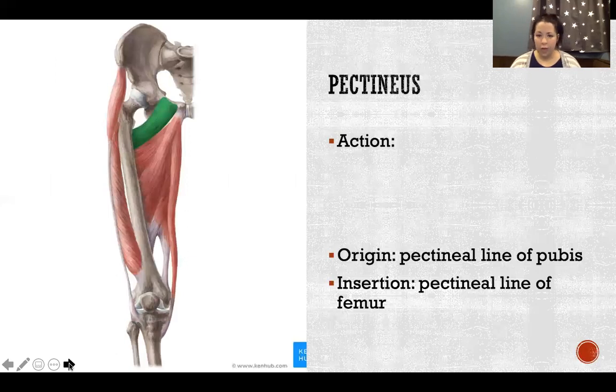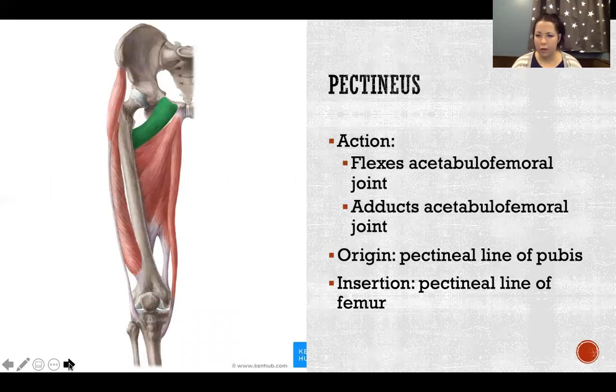Okay, and then our last hip adductor muscle is called pectineus. Of course, its main action is adduction of the acetabulo-femoral joint, but it's also very anterior, so it also flexes the acetabulo-femoral joint. Now, this is a muscle that when someone says they pulled their groin, this is the muscle that's most commonly affected. This is usually the muscle that they're talking about is pectineus.